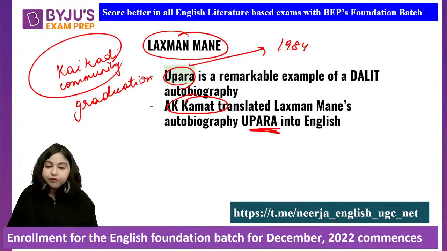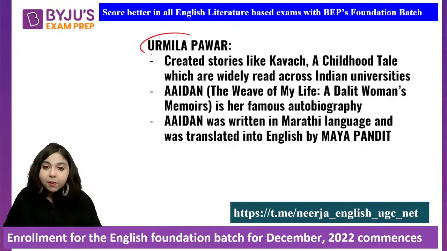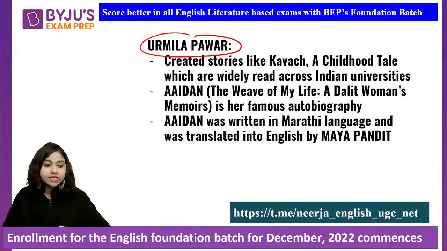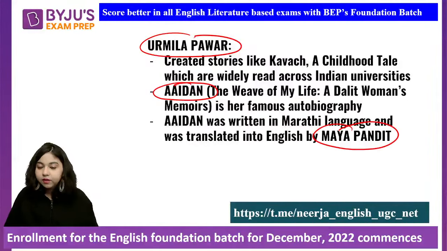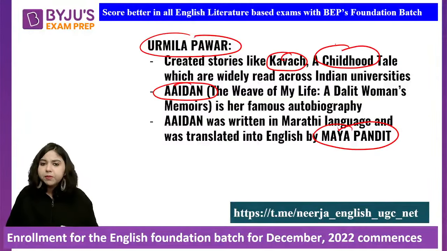So all of these are very important writings trying to tell you about their struggles. Small little things that we are taking for granted are being discussed over here in greater detail. Urmila Pawar, again, is coming in. Urmila Pawar is writing works like Aidan, The Weave of My Life, very, very popular. It was translated into English by Maya Pandit. She created stories like Kavaj, A Childhood Tale. Very, very popular, by the way.